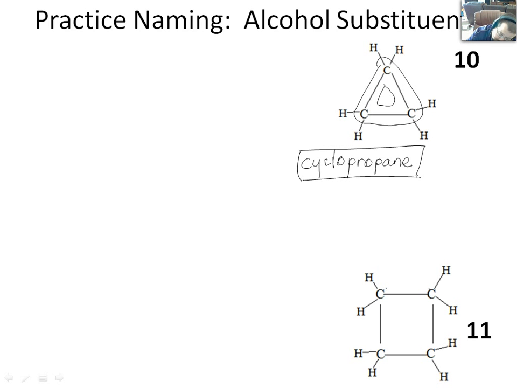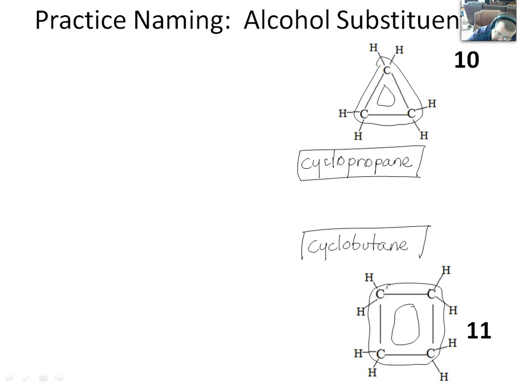If we do the same thing for number 11, I've got the parent chain circled here. I've got 4 carbons in it, and it's in a ring. So cyclo, due to the fact that it's in a ring. But, because I've got 4 carbons. And ane, because it's an alkane. I have nothing hanging off of that ring but hydrogens, so I don't have to name or number any substituents, so it's just plain old cyclobutane.